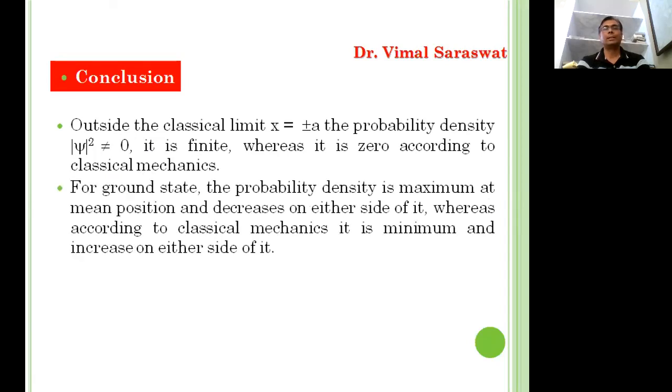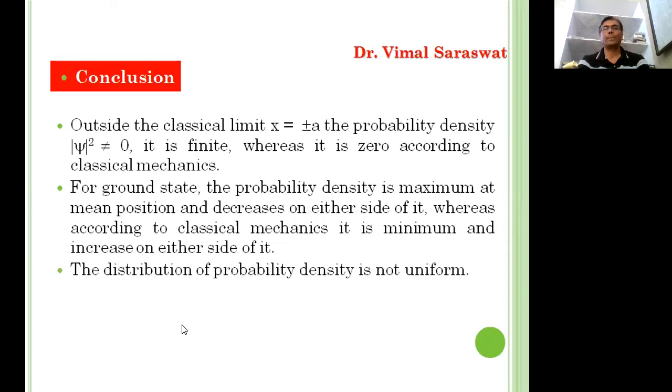For the ground state, the probability density is maximum at the mean position and decreases on either side of it, whereas according to classical mechanics, it is minimum and increases on either side of it. So in classical mechanics, the probability density is minimum at the mean position, whereas in quantum mechanics, the probability density is maximum at the mean position.